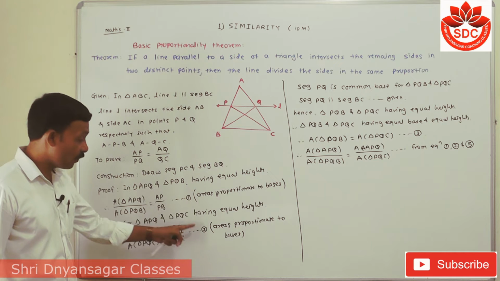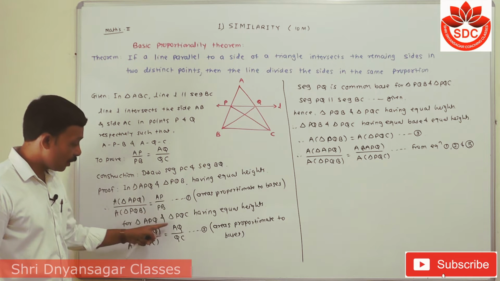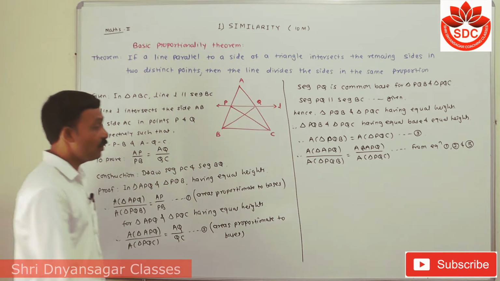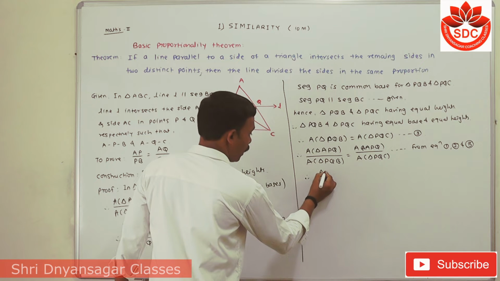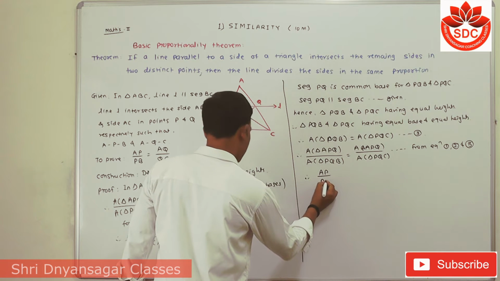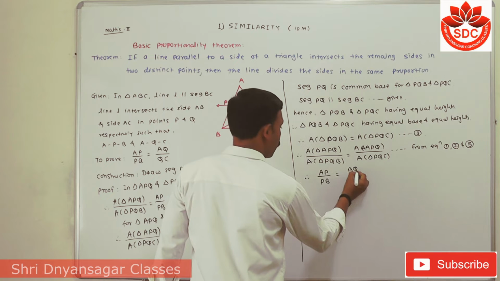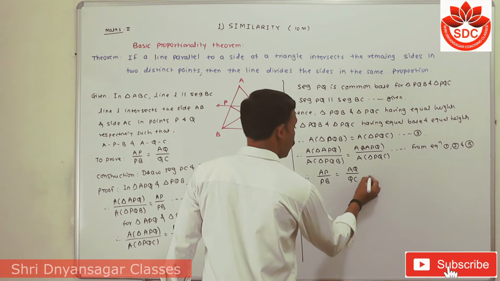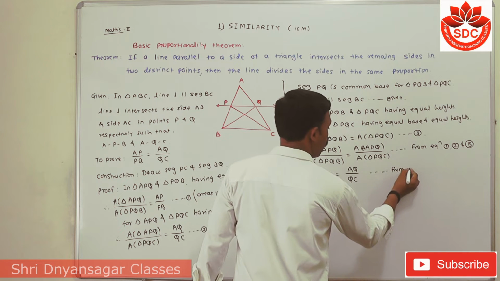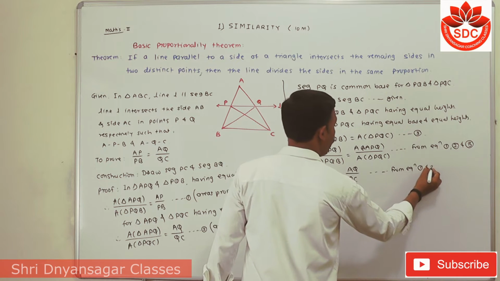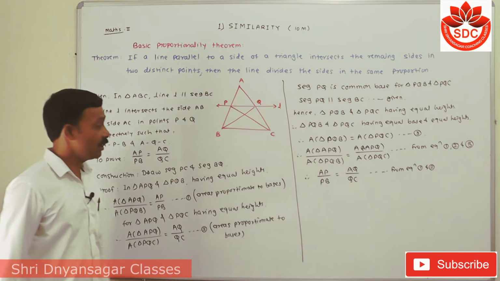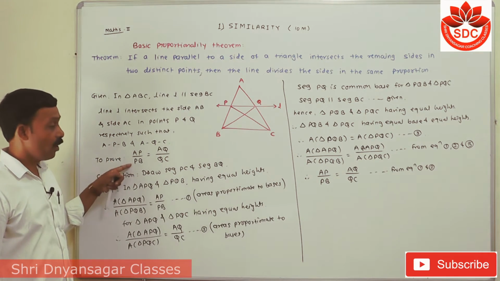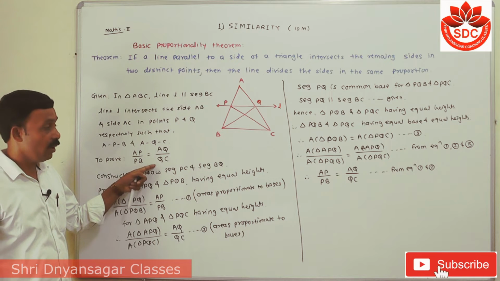So that again from first and second, AP upon PB is equals to AQ upon QC. Then AP upon PB is equals to AQ upon QC. Here is from equation first and second. Now this is our proof that AP upon PB is equals to AQ upon QC.